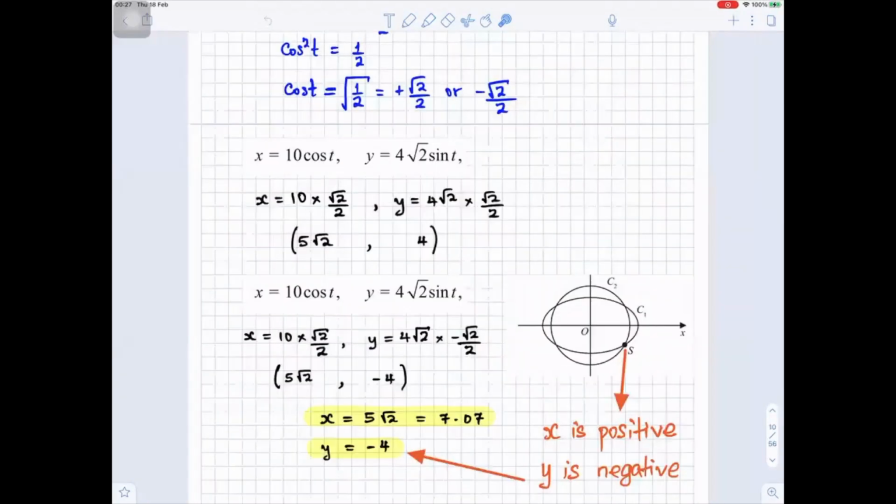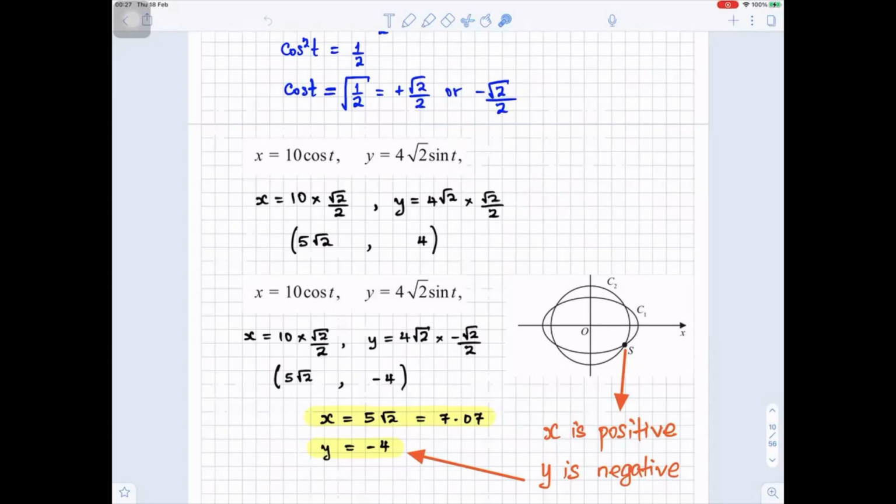So what we want to do now is we have x equals 10 cos t. We want to replace cos t. So 10 times root 2 over 2 gives you 5 root 2. y is equal to 4 root 2 sine t. We want to replace sine t with root 2 over 2, and that will give us 4.